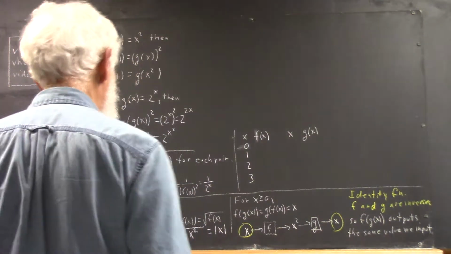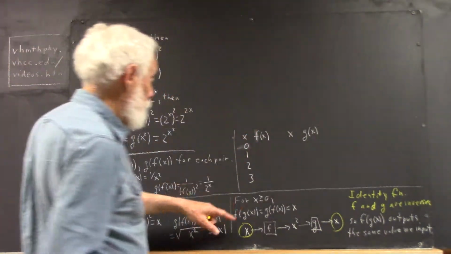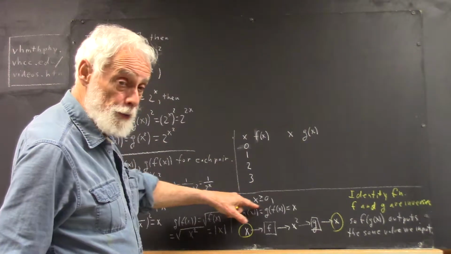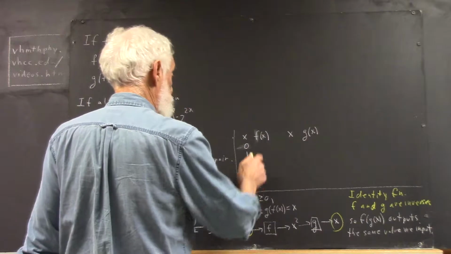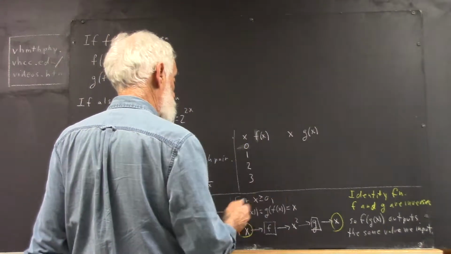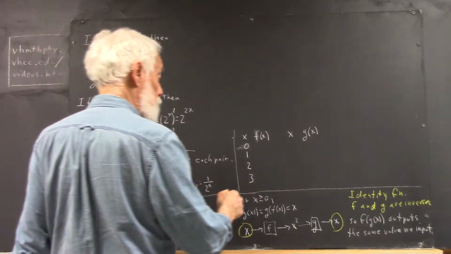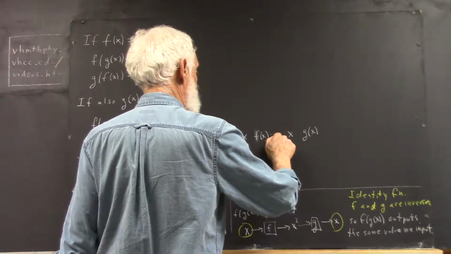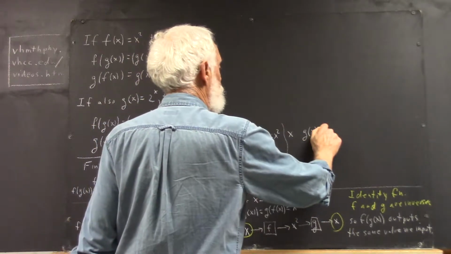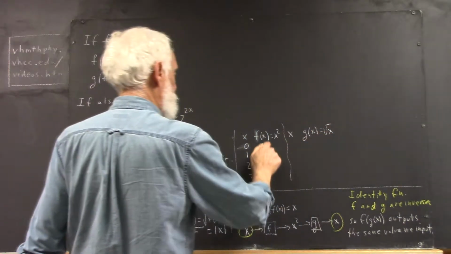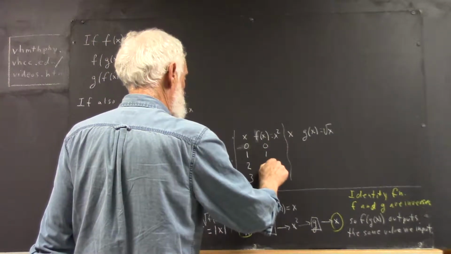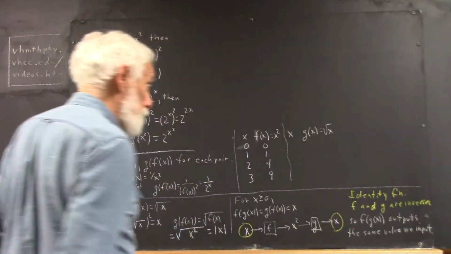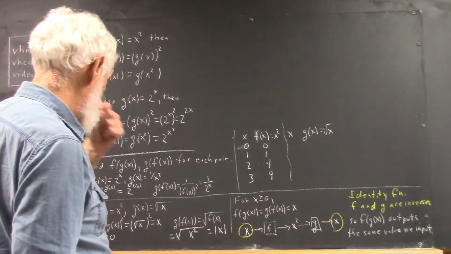Looking at a table for the f of x function, restricting our attention to x values greater than or equal to 0, we get the square. f of x is a squaring function. So square 0, we get 0. Square 1, we get 1. We square 2 and 3 respectively, we get 4 and 9.